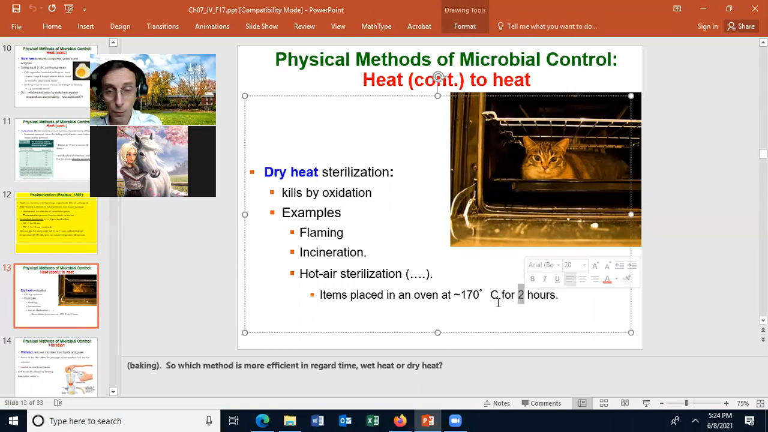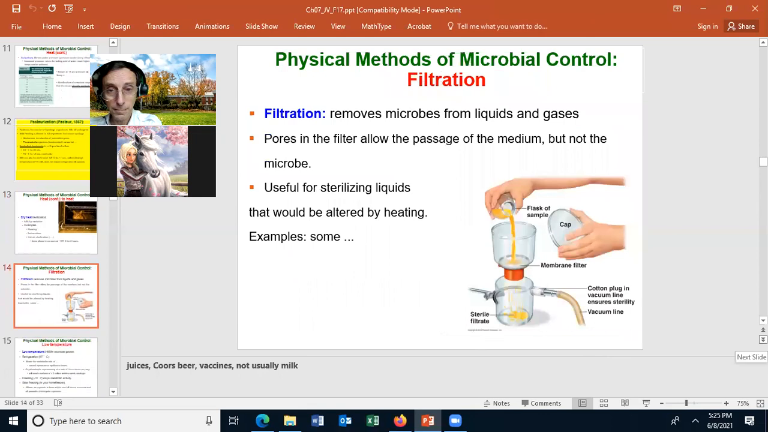And for wet heat, like I said, we can kill almost everything except for endospores with only 10 minutes of exposure to wet heat. We're talking about boiling water. Boil things for 10 minutes. So wet heat is more efficient than dry heat at killing microbes. Any question about any of that?